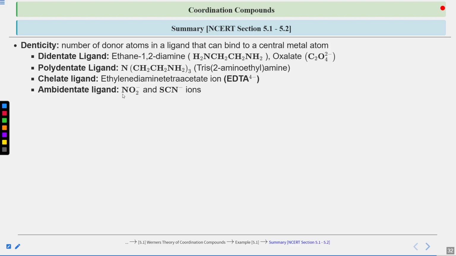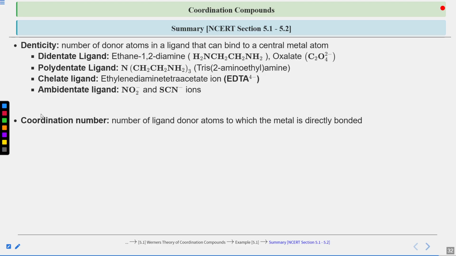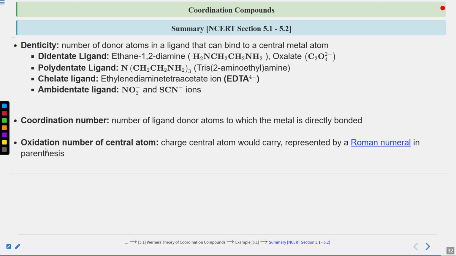We have talked about the ambidentate ligand, in which the same ligand can bind through 2 different donor atoms with the central atom. Examples include NO2 negative and SCN negative ions. Then we talked about the coordination number, which represents the number of ligand donor atoms to which the central metal ion is bonding. Then we talked about the oxidation number of the central atom, which decides the charge the central atom would carry, and it is represented by a Roman numeral in parentheses.